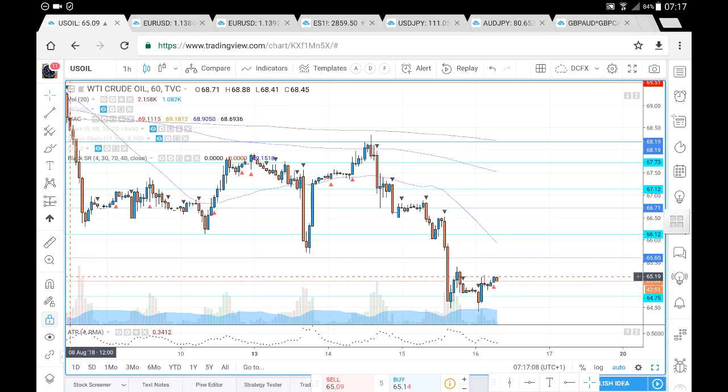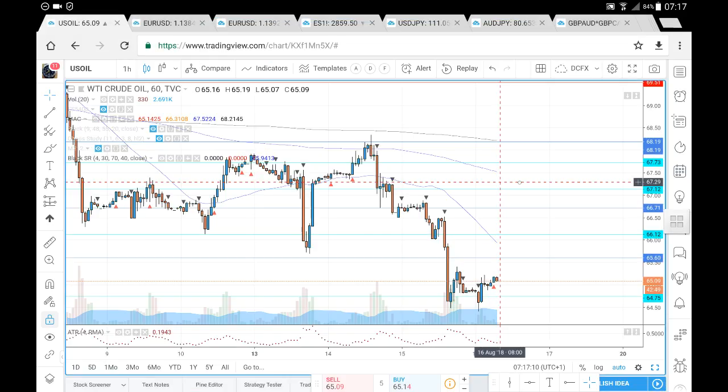So this is US oil analysis for Thursday, the 16th of August. Now let's have a look at what happened with prices and where prices may likely go.